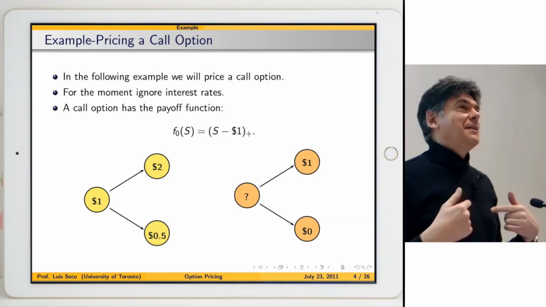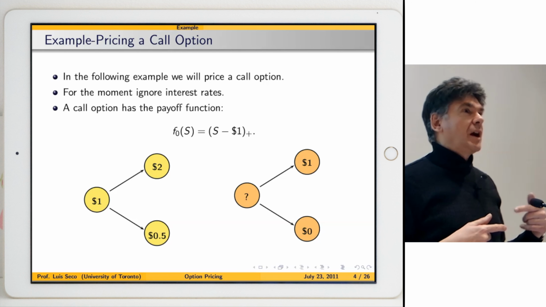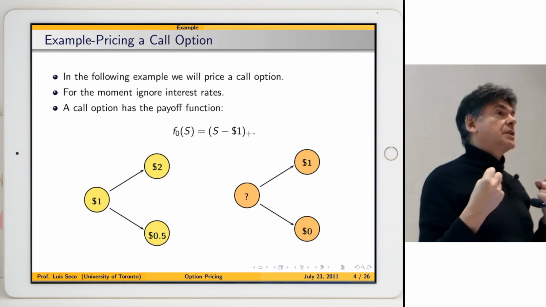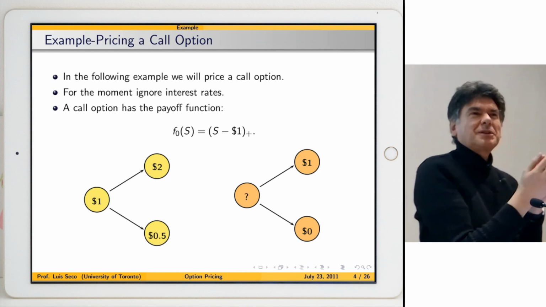But the replicating portfolio, I hope you realize, is another system of equations, right? How did I decide how much loan I take and how many stocks I buy? How did I decide that? Well, with hindsight, I knew it was 1/3 and 2/3, and you saw that it worked.